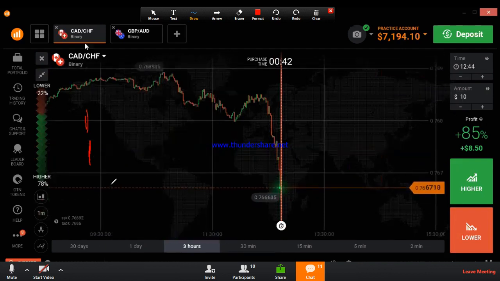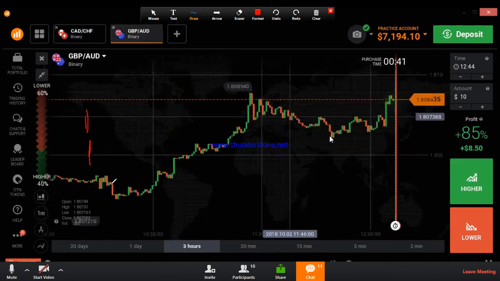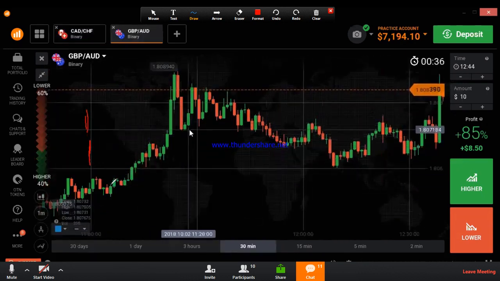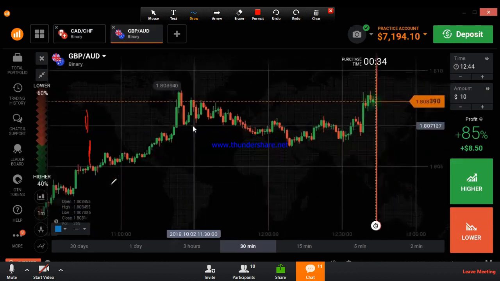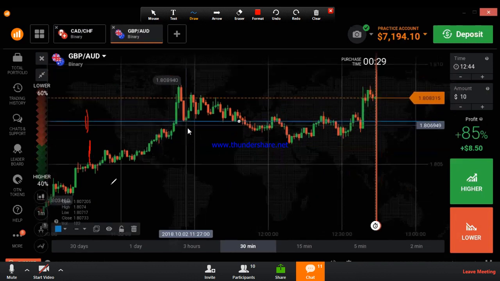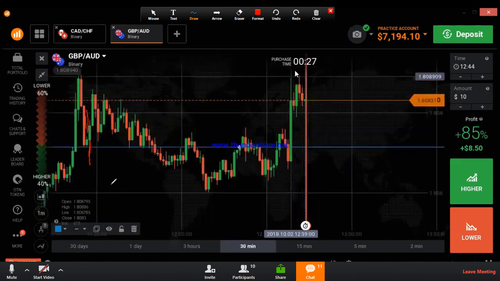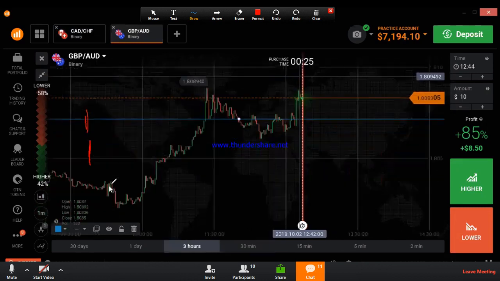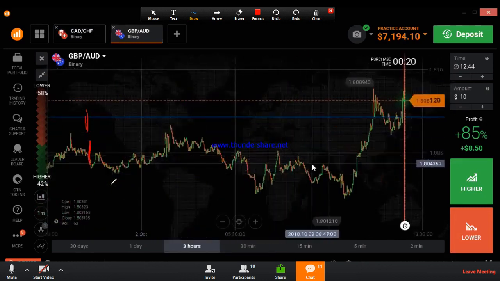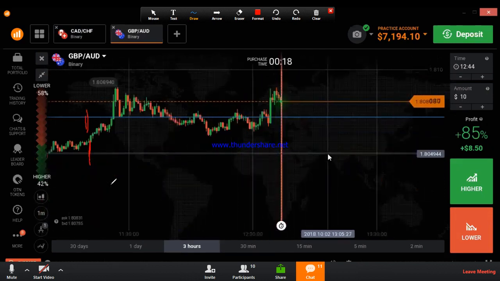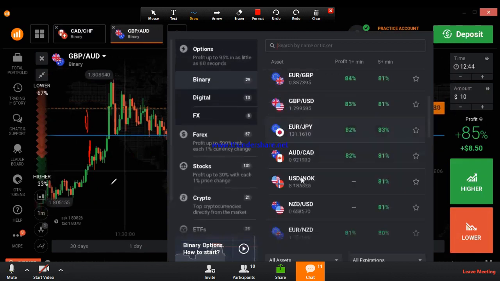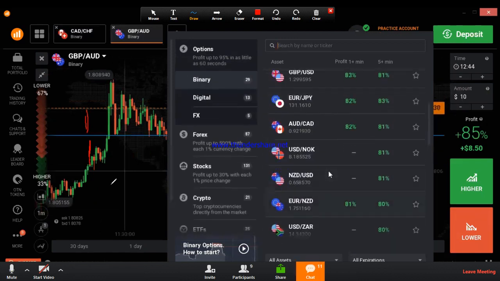If you draw the level here, okay, you can see. If you draw the level here, you can find another level at the same point, right? So you can draw here, and you can find a strong level here also, and here also. There are so many strong levels in each pair, and there are so many pairs. It means there are so many opportunities to trade.